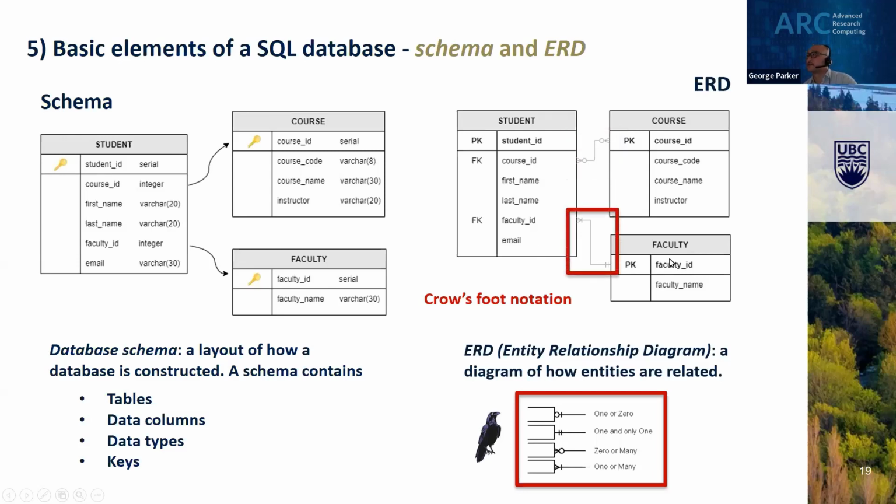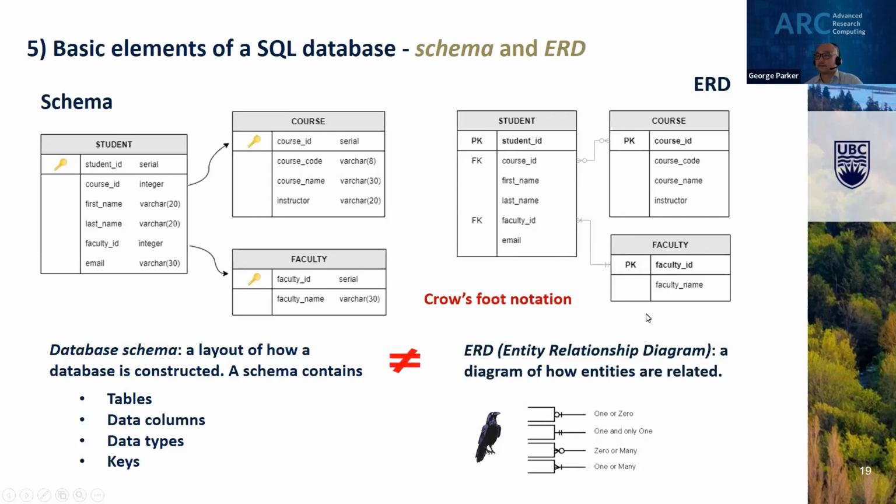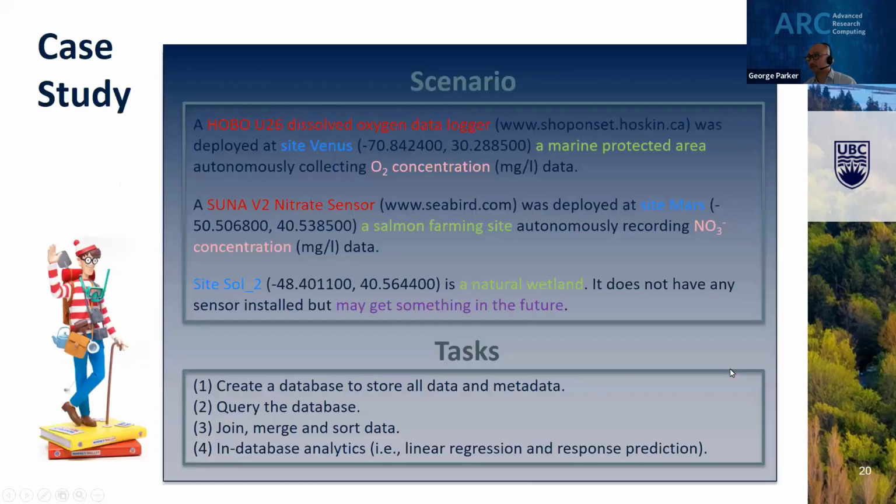Then for the student and faculty tables, one student corresponds to one and only one faculty, and one faculty can have one or many students. So these are the crow's foot notation. Don't get yourself confused between the database schema and the ER diagram. A database schema is a layout of how your data is organized, and the ERD shows you the relationships between entities.